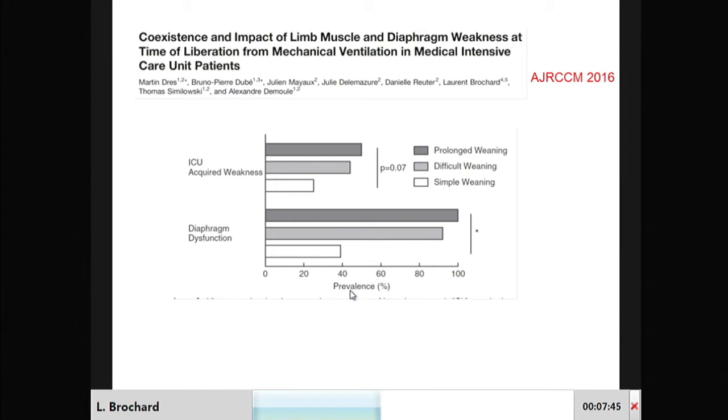Interesting to note, you may have diaphragm dysfunction but still be able to wean, right? You're still breathing. If you have no other problem, it will be okay. So there are only 60% of patients in simple weaning who have no diaphragm dysfunction, the other 40% do. But if you have difficult or prolonged weaning, it's almost 100%. So there is a very, very strong association suggesting a very strong impact of diaphragm dysfunction at the time of weaning on further weaning difficulties. And that's the same for duration of weaning, duration of mechanical ventilation, etc.